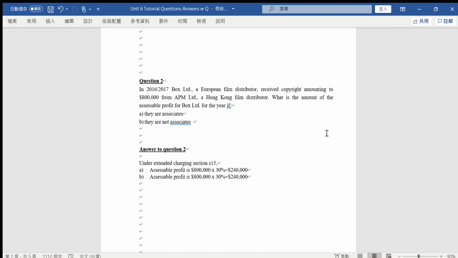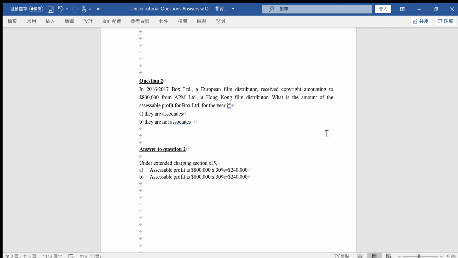And for the first one, they are associates, but because they haven't owned the film before, that will be just 30% of the amount, 800,000. That will be 240,000 treated as the deemed trading receipt by Box Limited. And for the second one, they are not associated. Surely that should be 30% only. That's why both parts will be the same, 240,000.